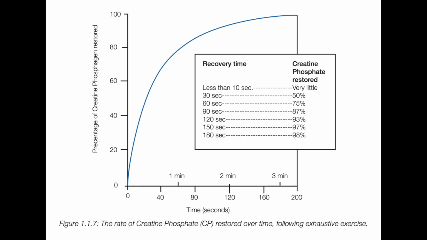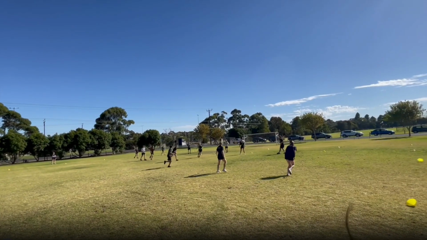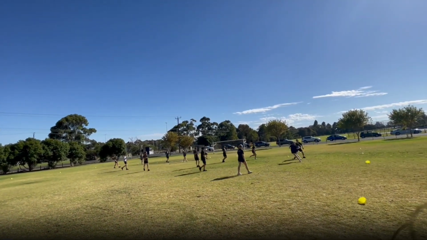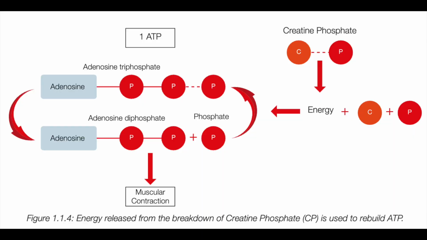As I've restored the CP in my ATP-CP system, I make another high-intensity effort when I catch the ball and run with it, which means my ATP-CP system is predominant, meaning that I'm making a short-term explosive movement without the need of excessive oxygen intake.